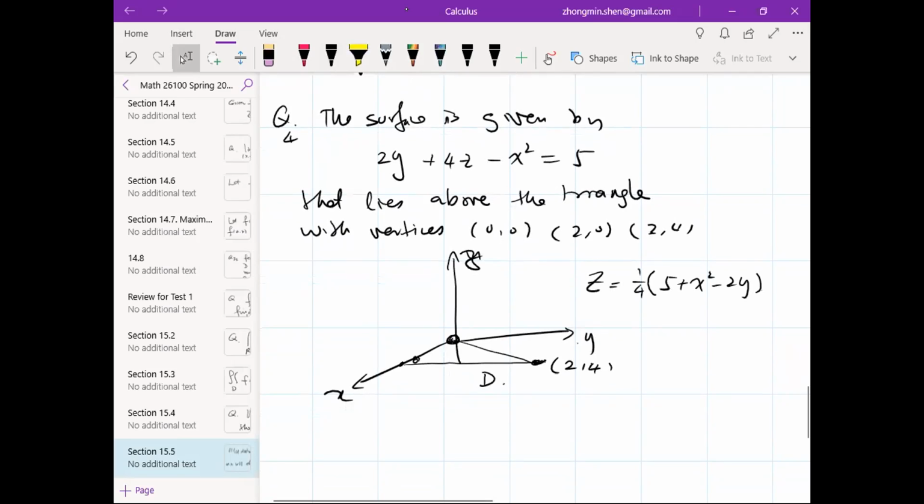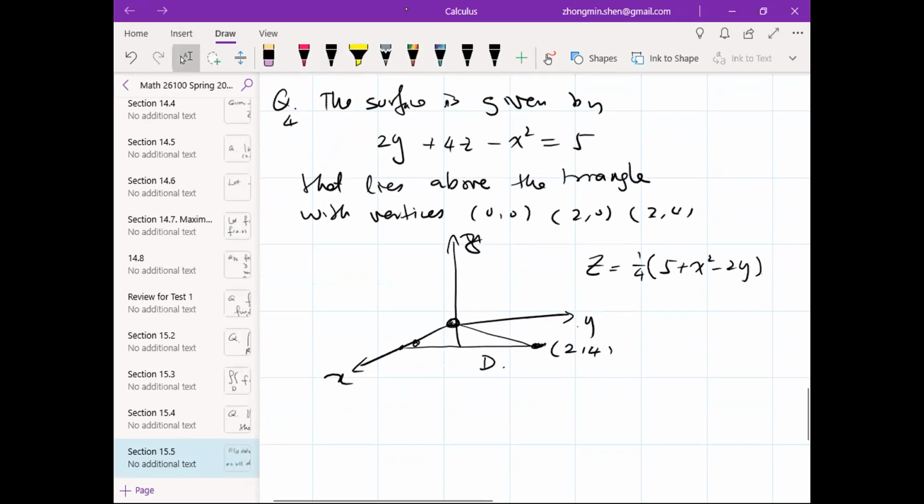Okay, you can check whether z is always positive. Look at the endpoint when x equals 2, y equals 4. Let's double check. The z is going to be 5 plus 4 minus 4 times 8, which is 8. So, okay, it's going to be a quarter, it's positive. When x equals 2, y equals 0, definitely it's positive. When x equals y equals 0, it's positive. So I think it's going to be above the plane.